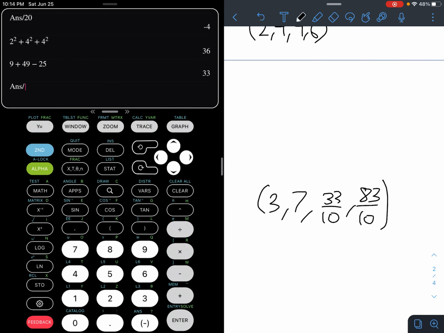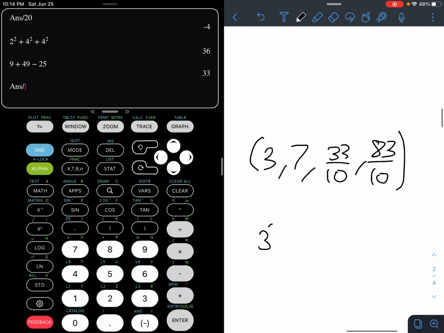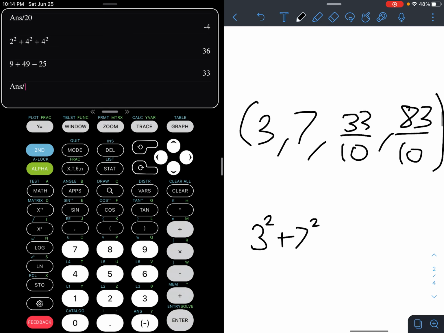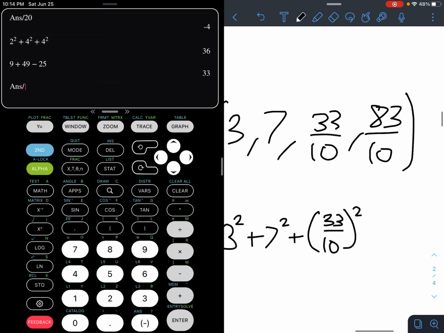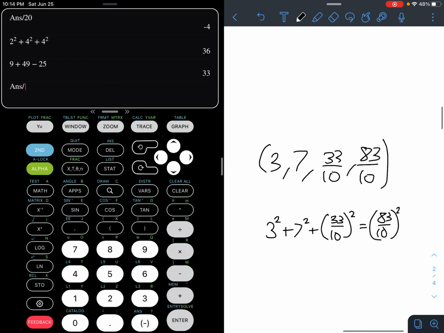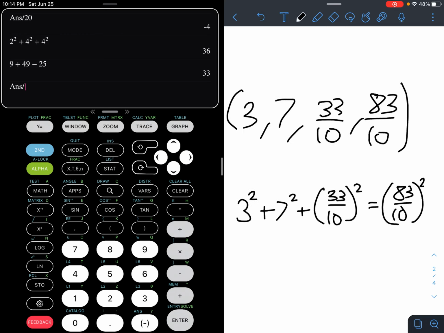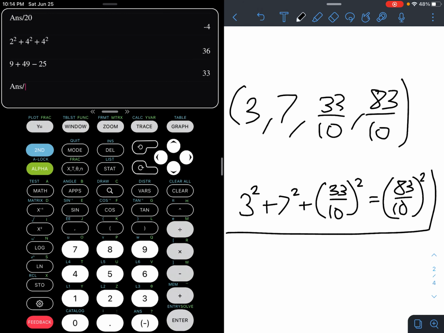Now this isn't a satisfying quadruple because they're fractions. You want them all to be integers in order for that to be a satisfying quadruple. So let's see if we can make them integers. 3 squared plus 7 squared plus 33 over 10 squared equals 83 over 10 squared. The reason why I'm writing it as an equation is so I can show you how to make all of these numbers integers. So this is the equation, right?